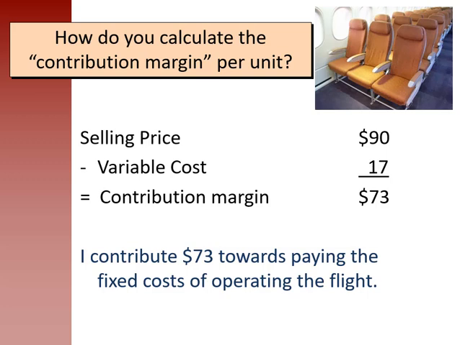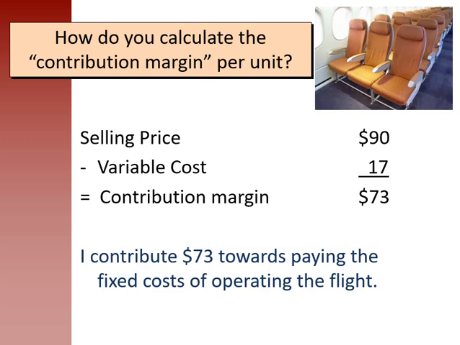So the airline would look at it as, if we sell Dennis O'Reilly a ticket for $90, it will cost us $17 to give him some peanuts and a soda and handle his luggage. That still leaves $73 to contribute to paying the fixed cost of the flight, the pilot's salaries, the cost of the plane itself, the cost of the fuel, the flight attendant salaries, the advertising the airline does. I would be contributing $73 to paying the fixed cost, plus hopefully the airline will get some profits.